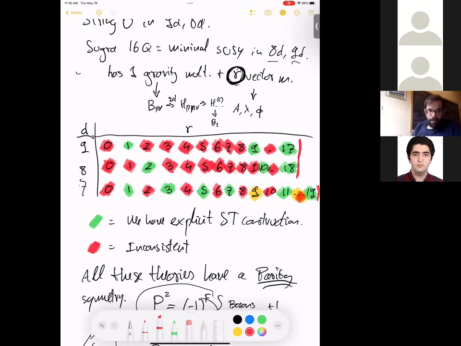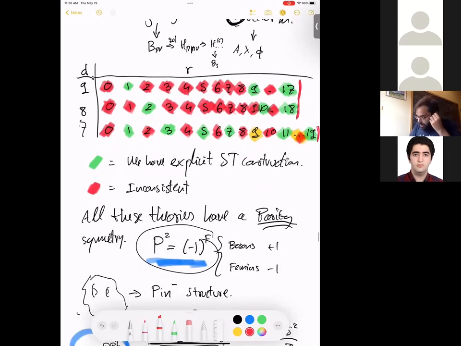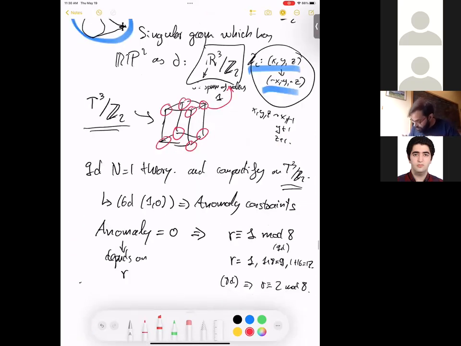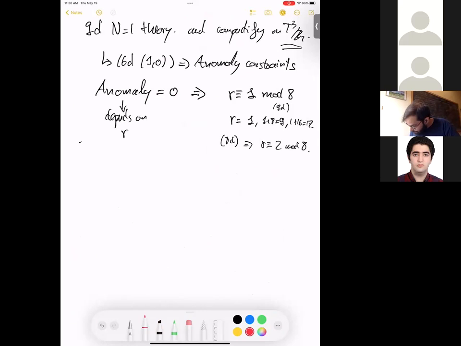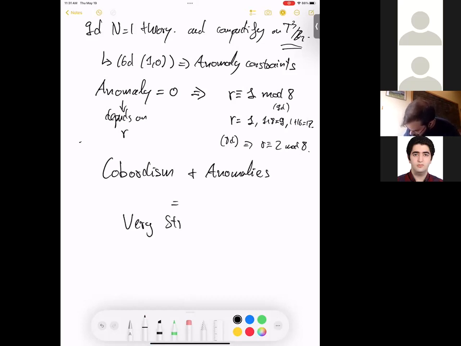Okay. This is what I wanted. This is the basic lesson that I wanted to convey to you. And I think it's also an interesting lesson because this is something that, if you're really interested, there's a lot of things to explore here. This is something one can work on. The idea is that covariisms, when combined with anomalies, equals very powerful constraints.